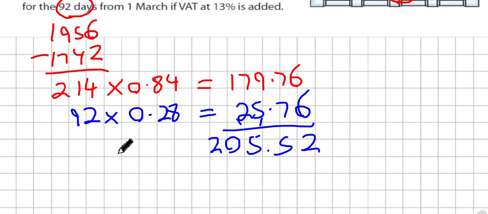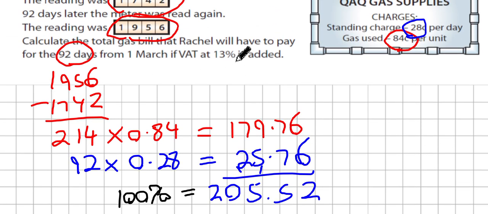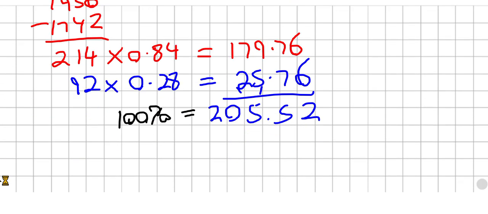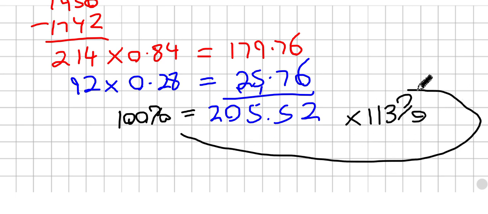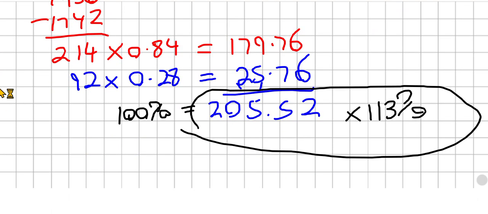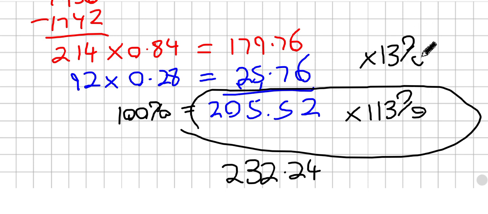This is 100% of your bill. However, they want to add on how much VAT? So you need to multiply this by 113%. So you get 96.7176, but you have to add it all on. Yeah. You have to add it on though. Just multiply by 113 and get it direct. 232.24. You could multiply by 13% and add it on, but that's slower.